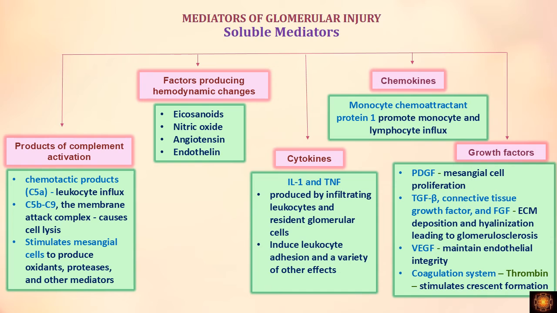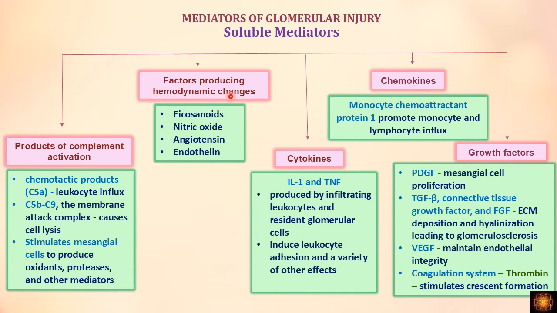Then we have the mediators, and how the mediators cause the damage. So as I told you, we have the products of complement activation. In that, the end products are C5a and C5b-C9. C5b-C9 is a membrane attack complex which causes cell lysis. C5a acts as a chemotactic factor for leukocyte influx. And these products of complement also activate the mesangial cells. We have seen the list of mediators released by the mesangial cells and how they cause damage. Now, there are some other factors: eicosanoids, nitric oxide, angiotensin and endothelin. These factors are also produced, which produce the hemodynamic changes.